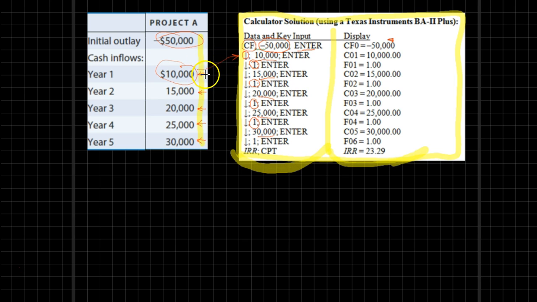The key part, though, is not to forget to include the ones showing that you have a $10,000 cash inflow. That's represented in this line, and you need to make sure that it is just a one-time payment. The $15,000 is again a one-time payment. $20,000 is a one-time cash flow, and so on. Once you enter all 5 cash flows, you press IRR and then the compute key, and it produces the IRR for that project. So let me write it down here properly. The IRR, the internal rate of return for project A, is just 23.29%.